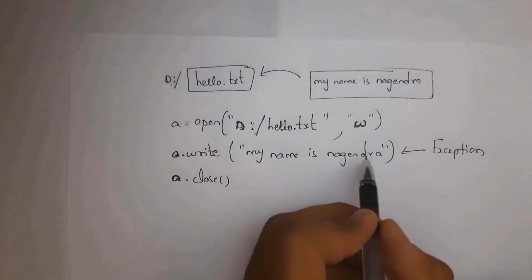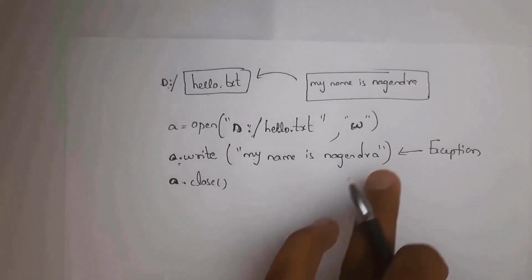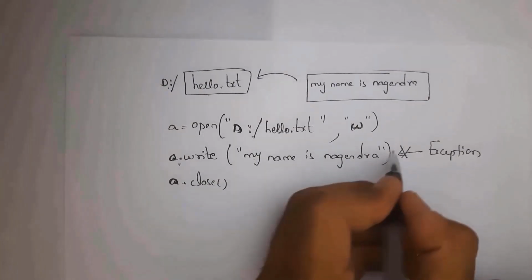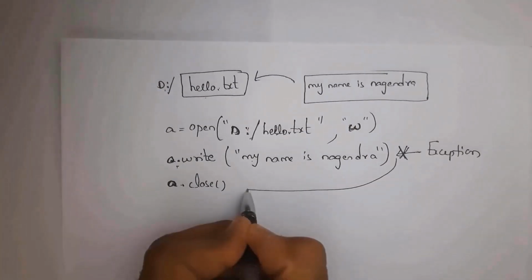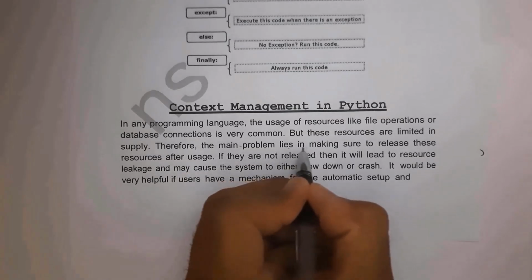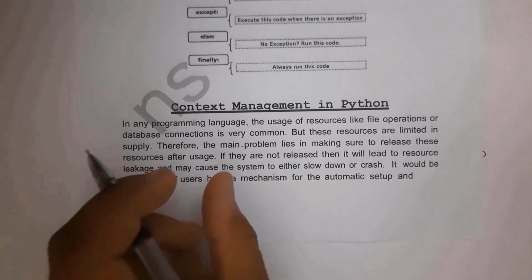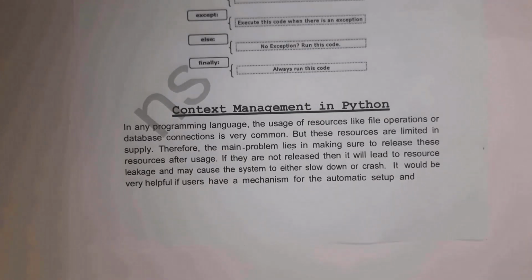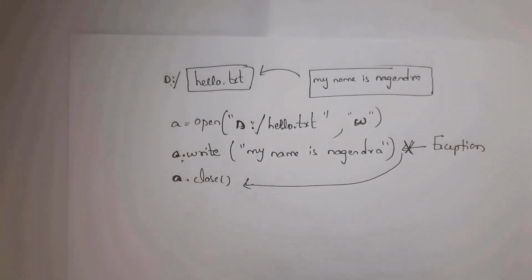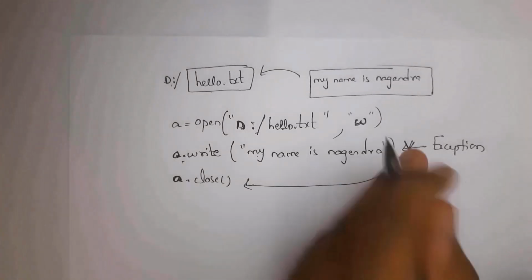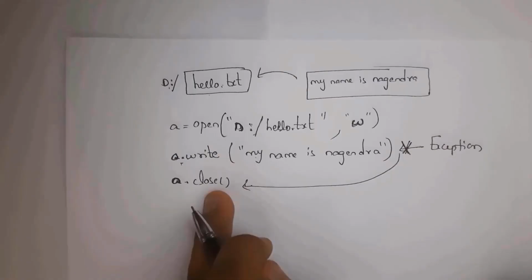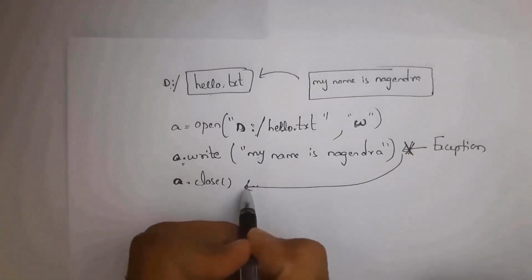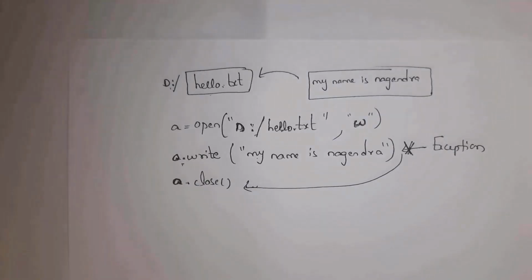For example, there is an exception occurred while writing this line of code. Whenever any exception occurs while writing this line of code, then it will stop execution here and it will not close this file. The main problem lies in making sure to release these resources after usage. Whenever you use any resource, definitely we need to release resources after usage. But if you don't release these resources, then your system may slow down or crash. Here in this example, whenever an exception occurred while writing this line of code, it will not close this file. But whenever we don't close our file, then our system may slow down or crash. So in order to overcome this problem, we use context managers.